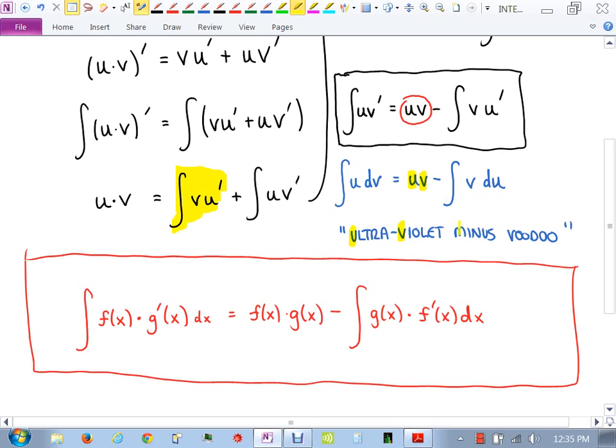Ultraviolet minus voodoo, right? Do you see it? Ultraviolet minus voodoo. Trust me, it sticks. If you remember that, it'll stick, all right? So your integral becomes ultraviolet minus voodoo.